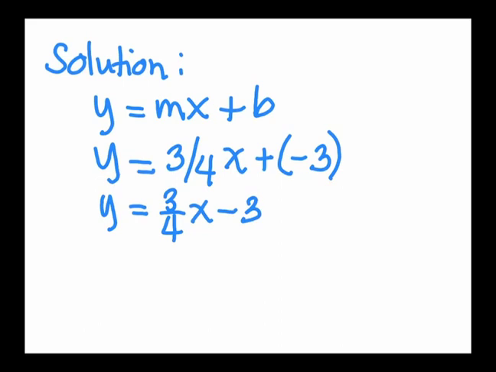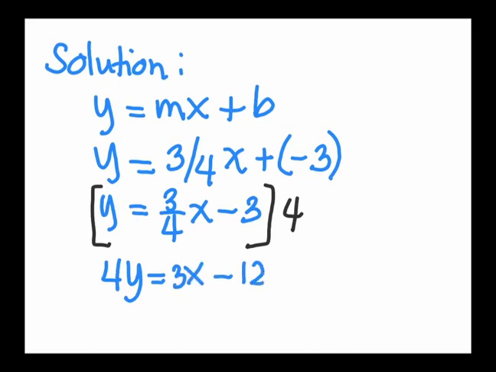We'll multiply the whole equation by the LCM of the fractional terms, and the LCM here is 4. Okay, so this now can be simplified to 4y is equal to 3x minus 12. Transposing 3x to the left side of the equation, we'll now have -3x plus 4y is equal to -12. This is actually an equation of the line in standard form.